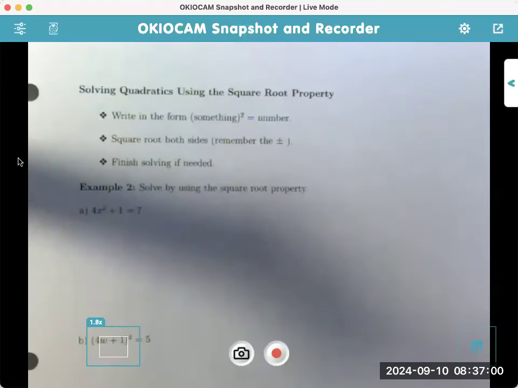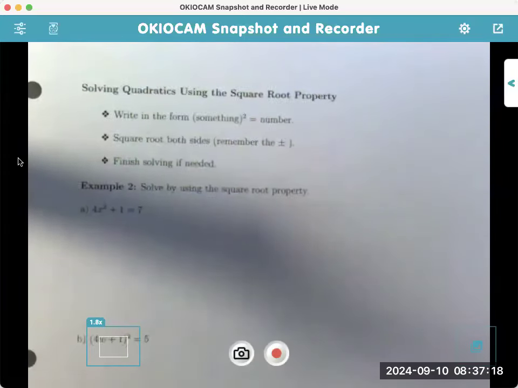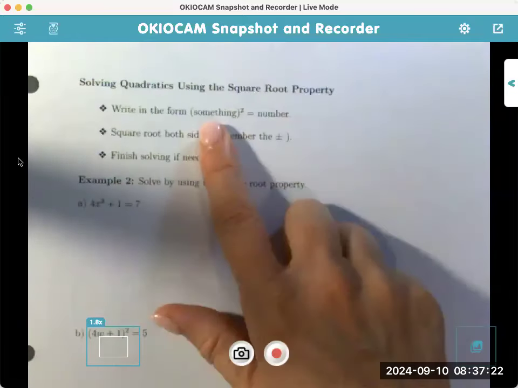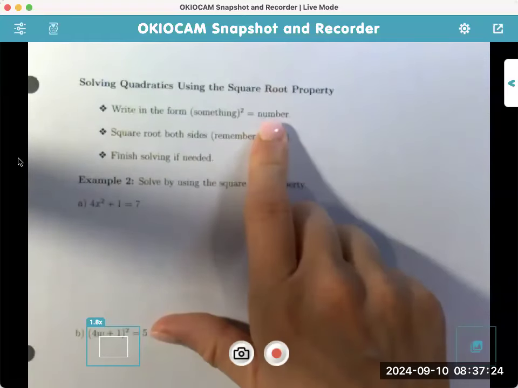Okay, so now using the square root property to write in the form something quantity squared equals a number. Then we want to square root both sides, not forgetting the plus or minus. And then we finish solving if needed. So that means usually adding, subtracting, dividing anything back over. So essentially we want just the squared term equaling a number. So we want to move everything over first.